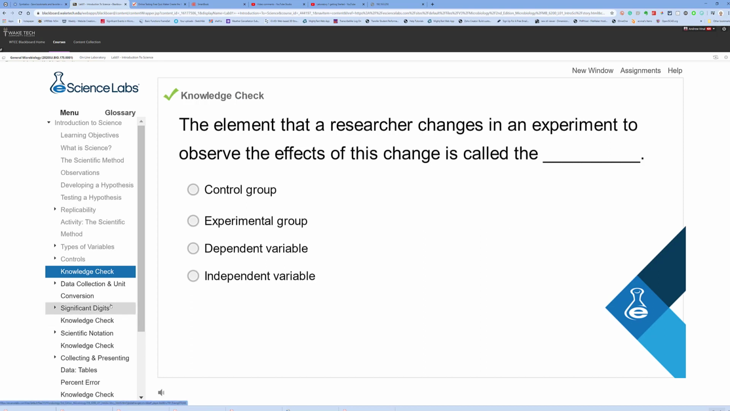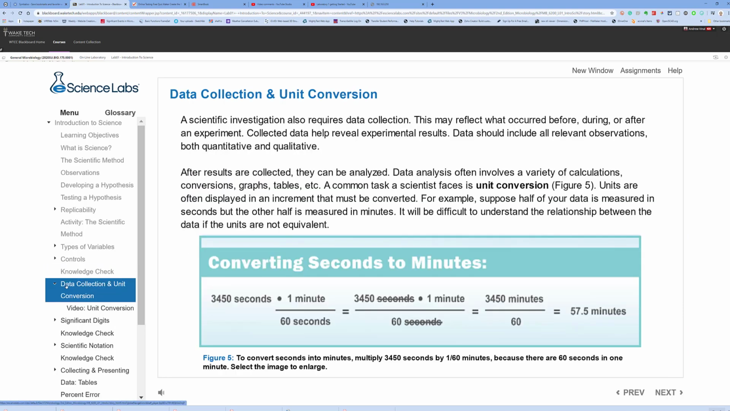So I'll go through, and the element that a researcher changes in an experiment to observe the effects of this change is called the what? Independent variable. It's the element the researcher changes. So go through those and see what you can do.